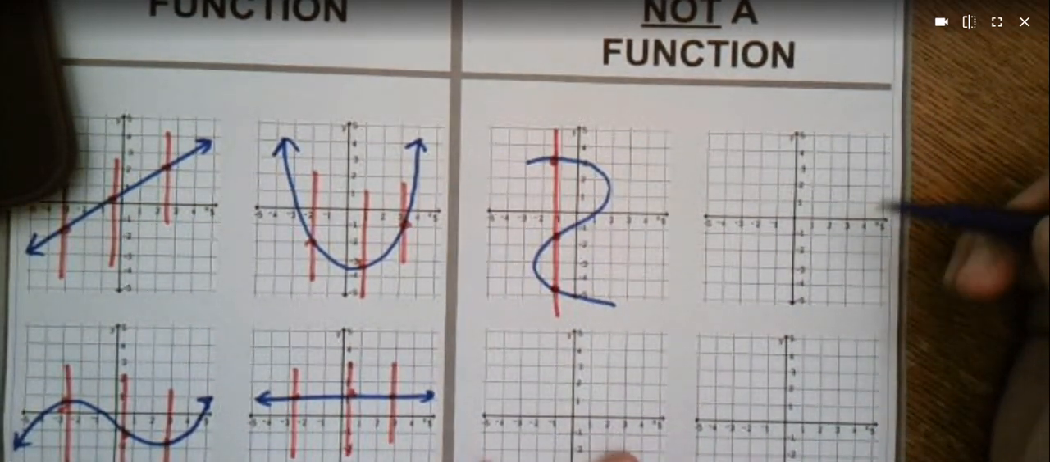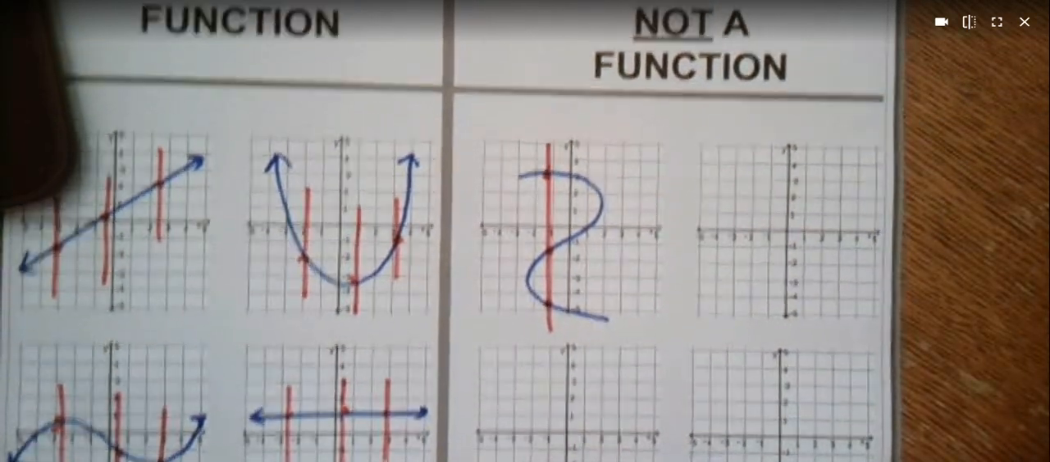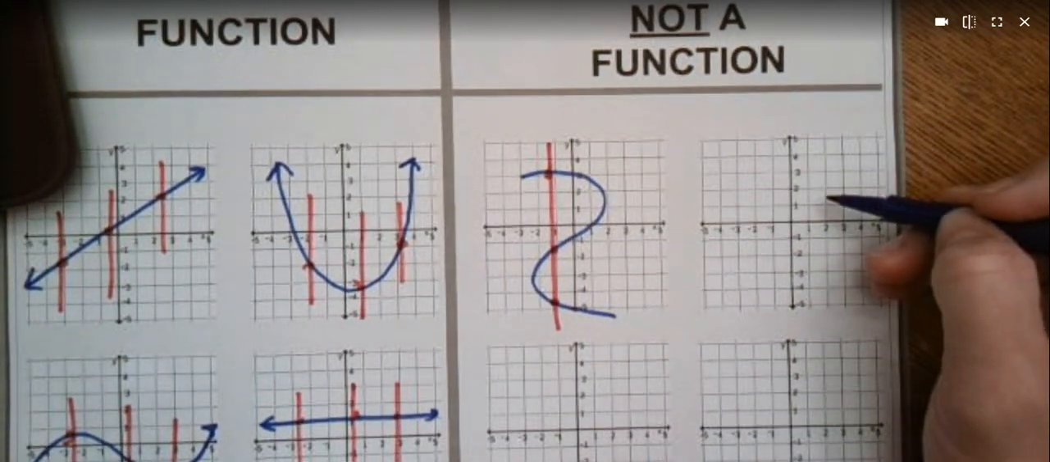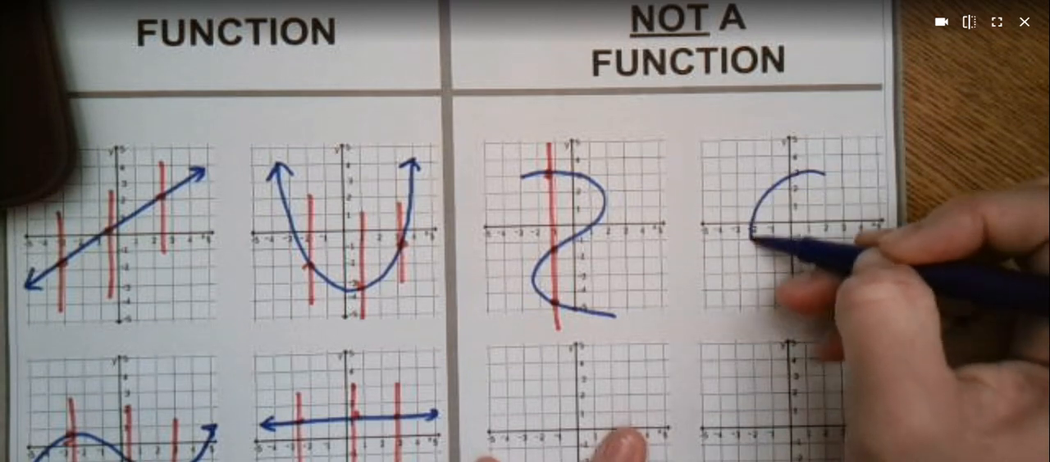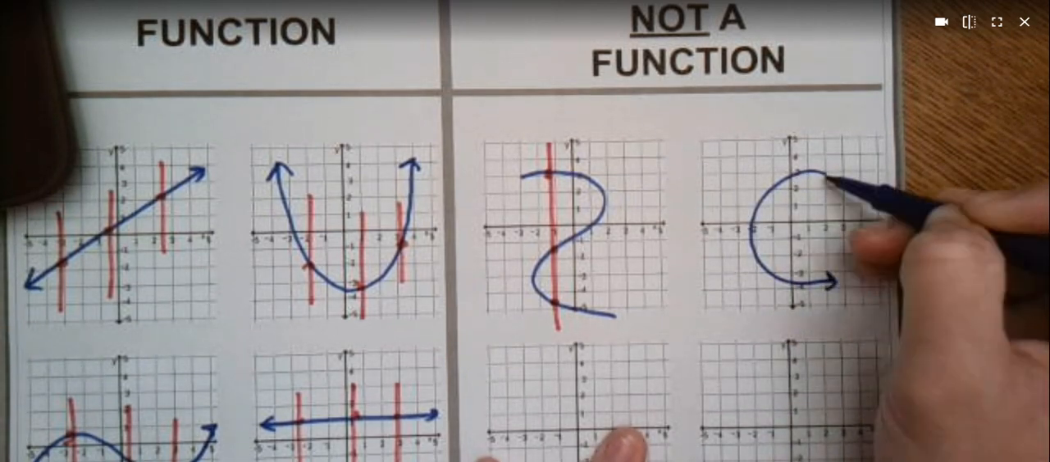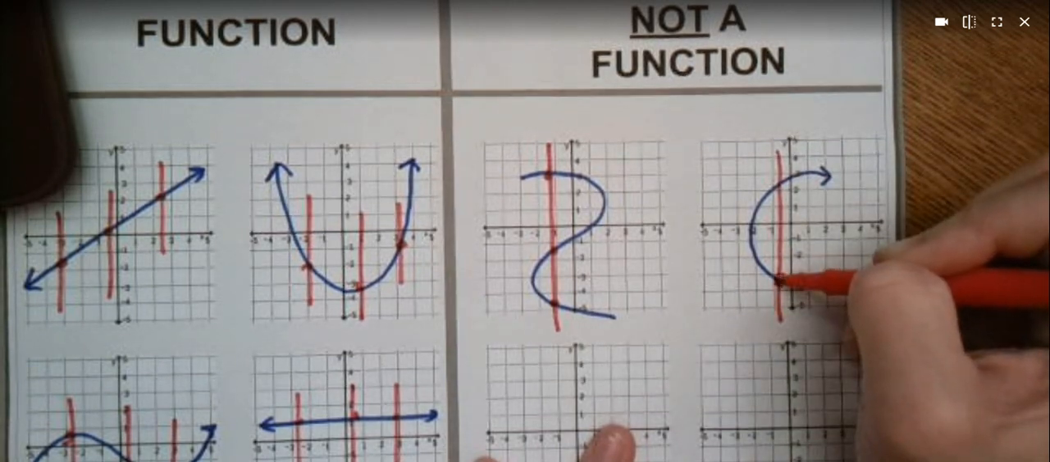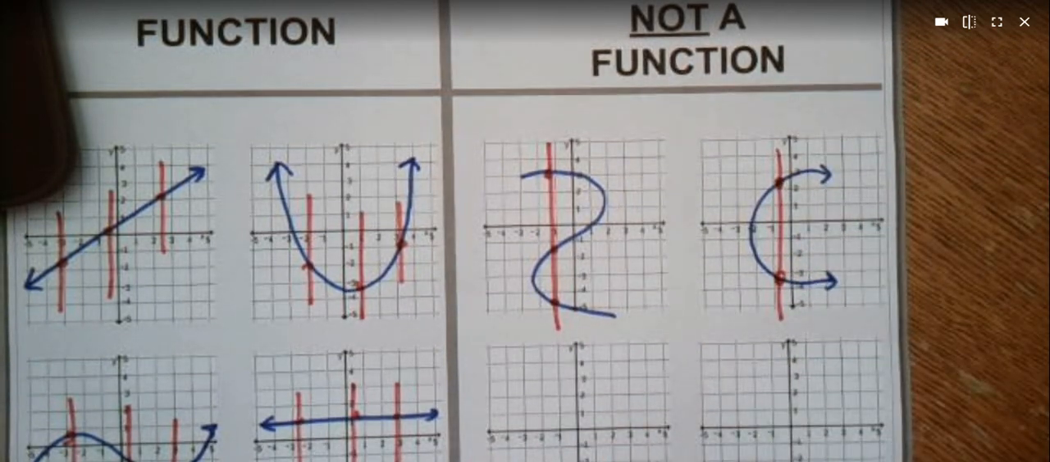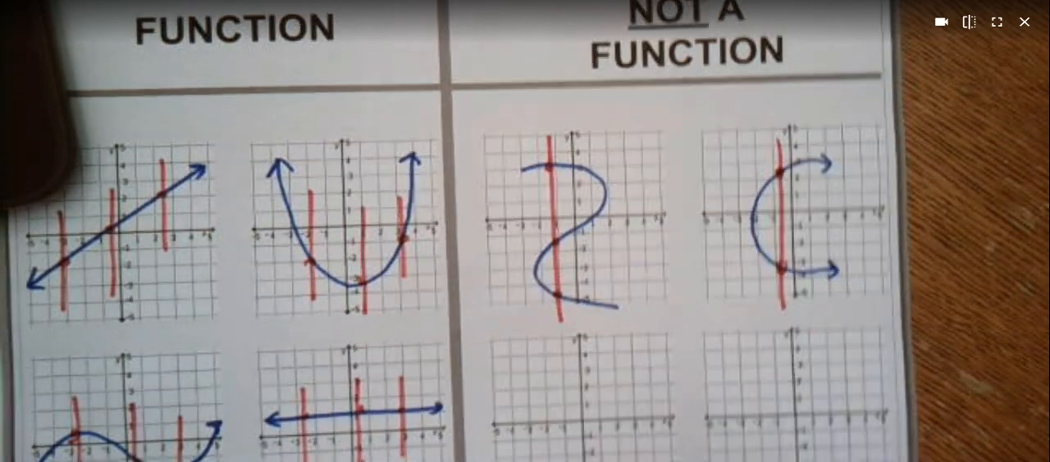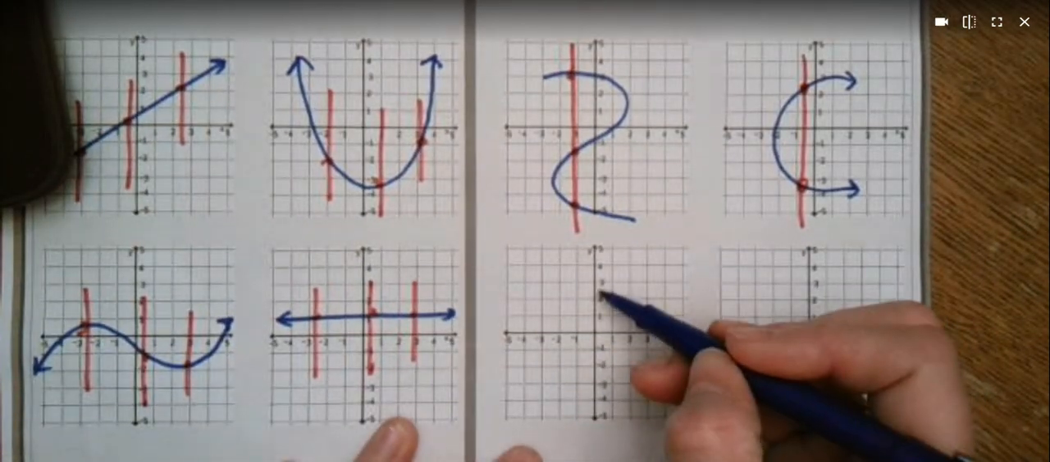Also, if I have, boy, you guys are better at doing this in class. I'm trying to be creative here. If I have, like, let's do a curve like this. Check that out. That's going to fail the vertical line test, because obviously it's going to go through two points, right? I could have actually a circle.